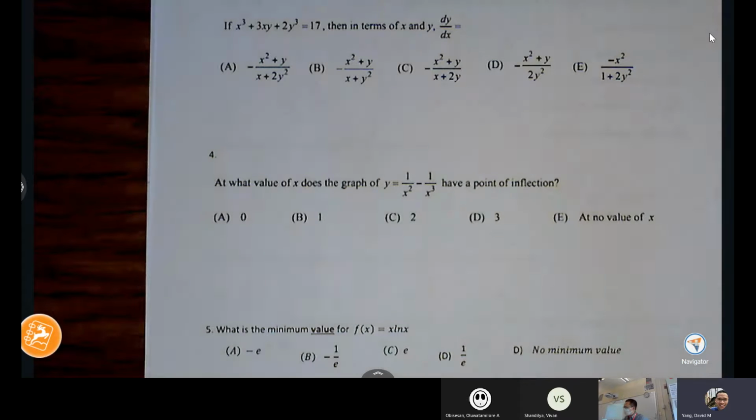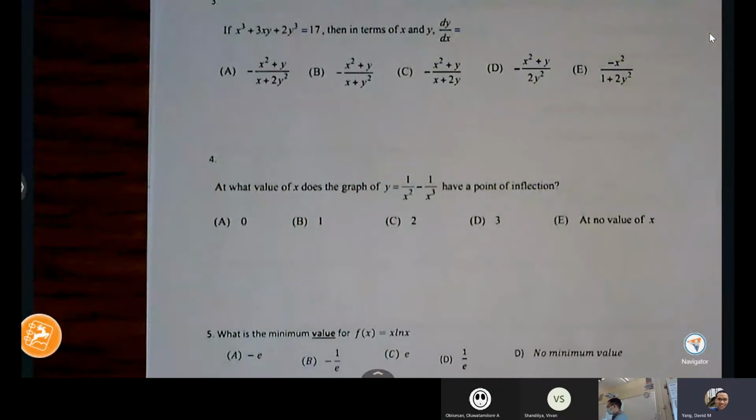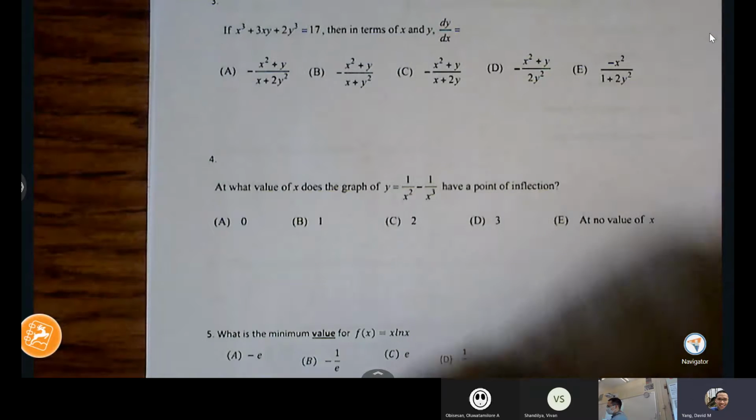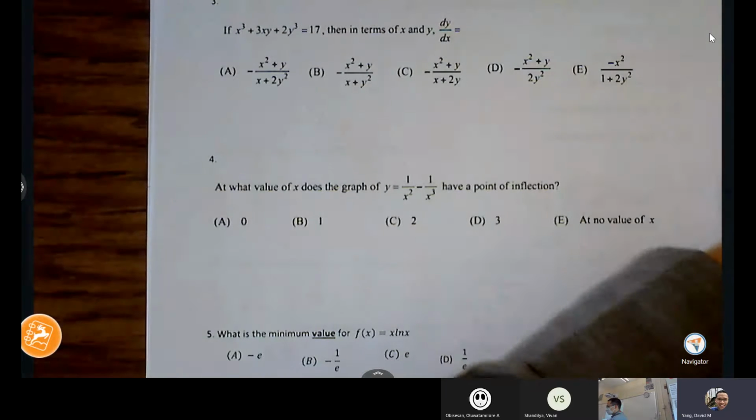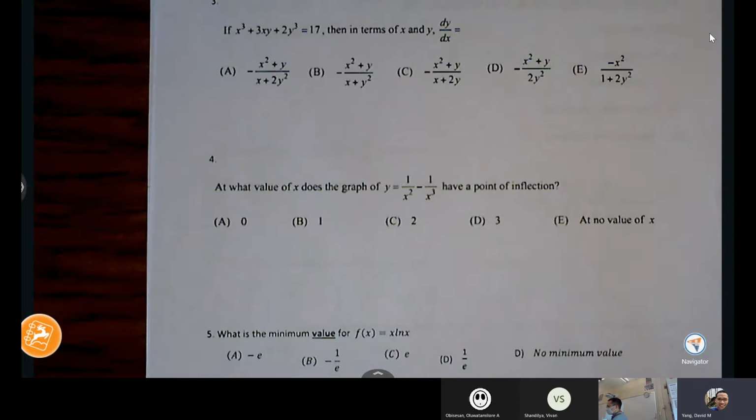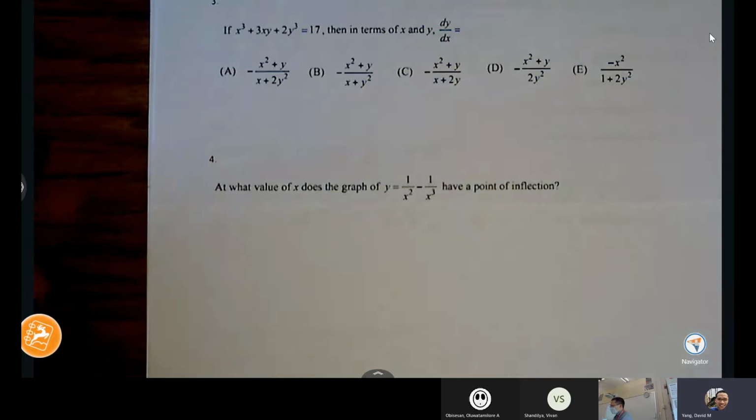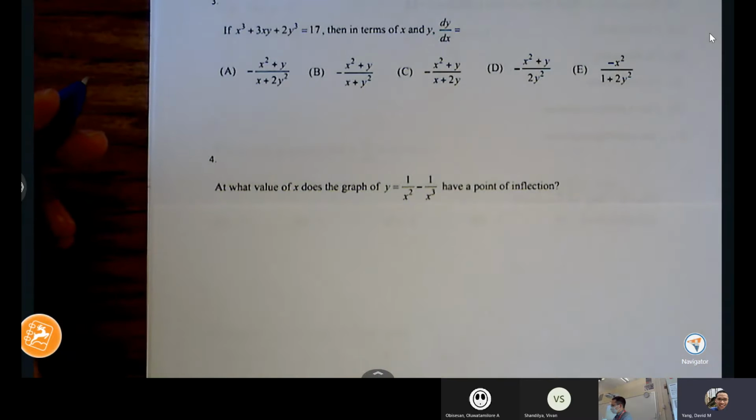I thought I did this one earlier. Let's see. Okay, so here's number 4.